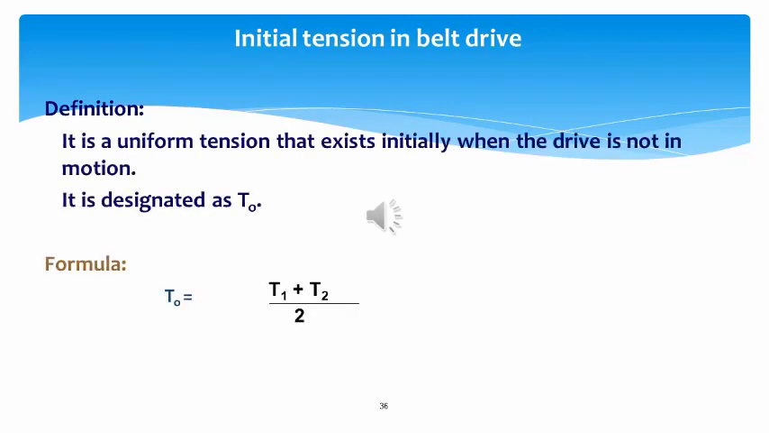So initial tension in the belt drive is the tension that exists before the starting of the drive, when the drive is not in motion. It can be considered as the average of T1 and T2. Hence it is given by the formula T0 is equal to (T1 plus T2) divided by 2.